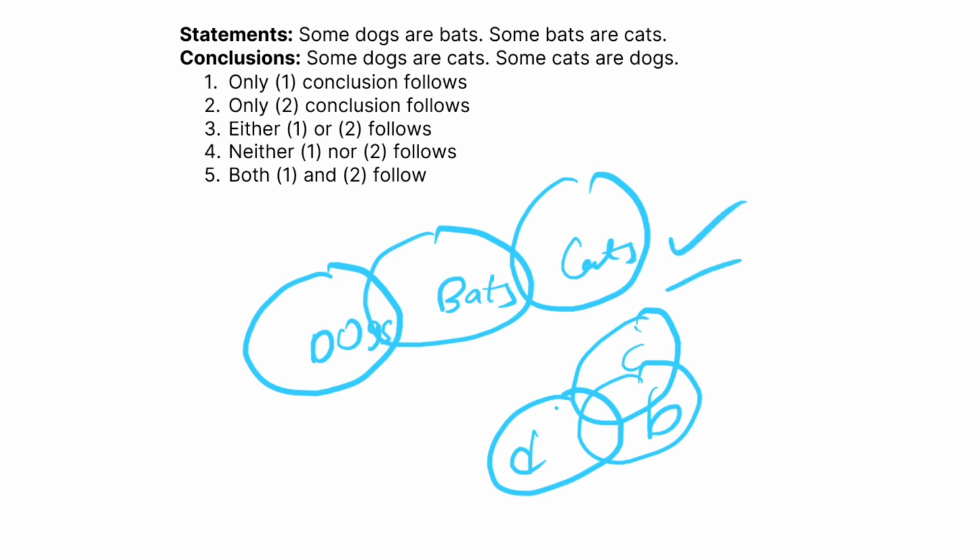So we need to build this kind of imagination of drawing the Venn diagram and try to detect the conclusions. Some dogs are cats: no relation. Some cats are dogs: no relation. So we need to pick neither follows. Neither one nor two follows. So this is the simple solution.